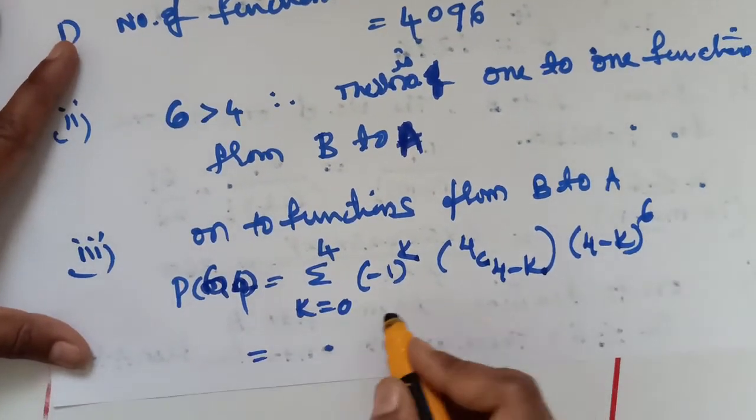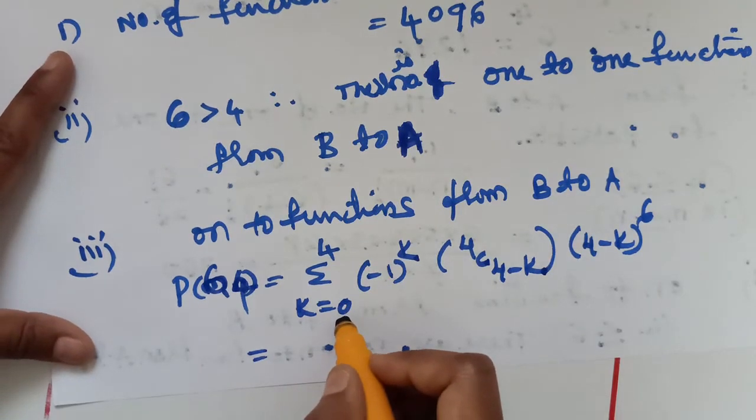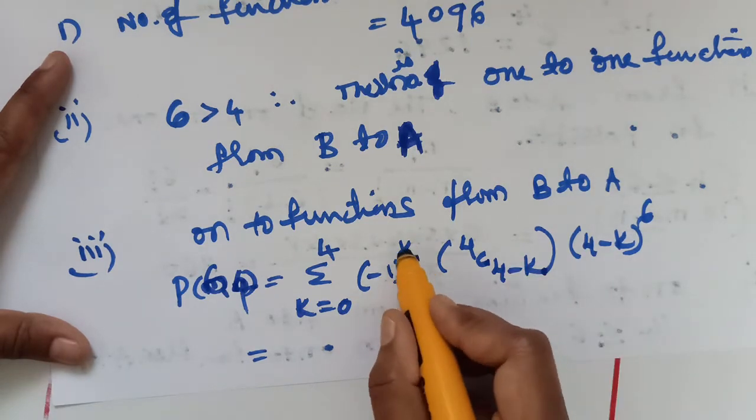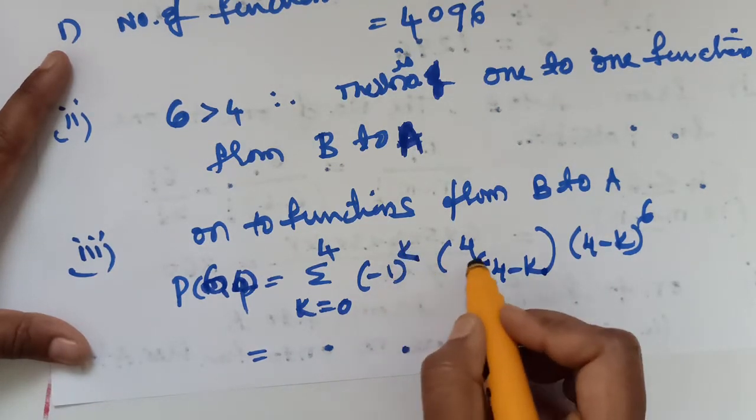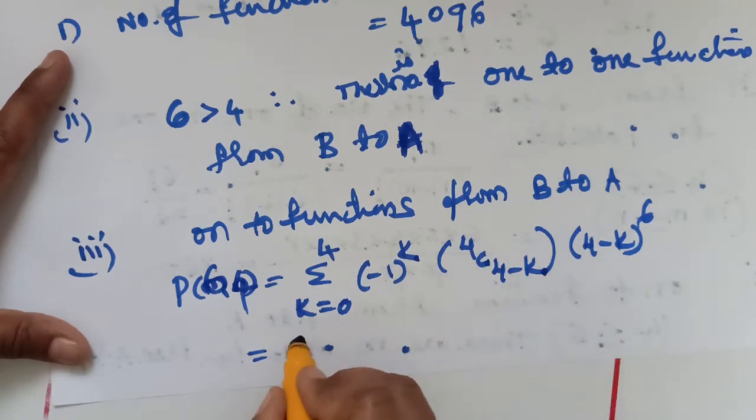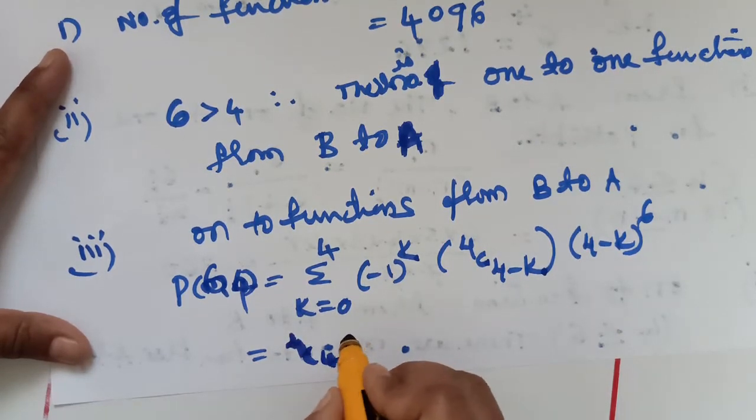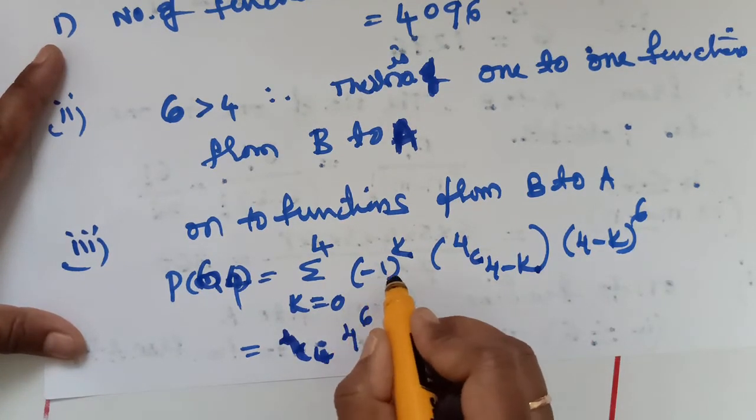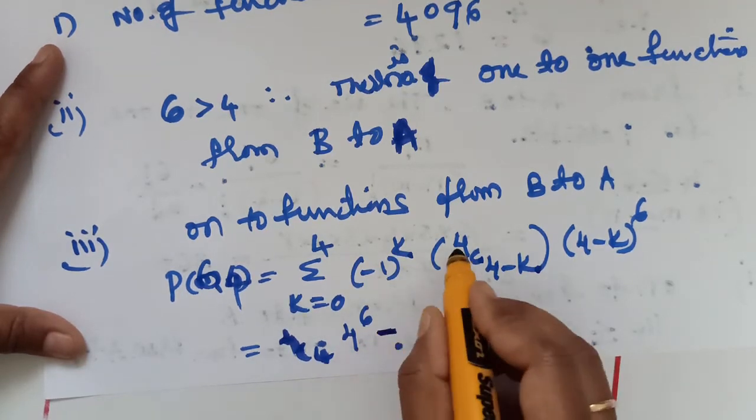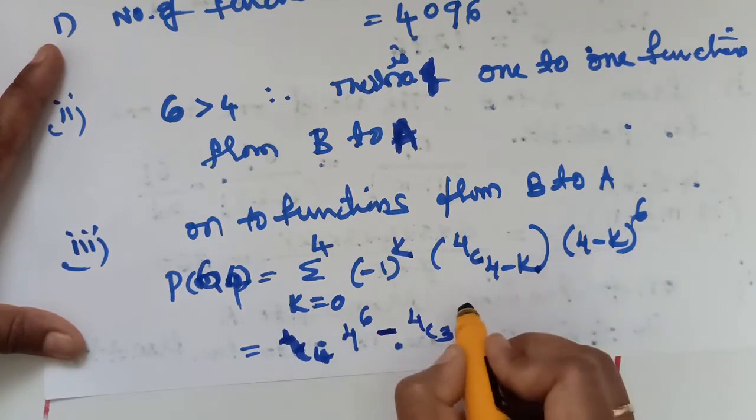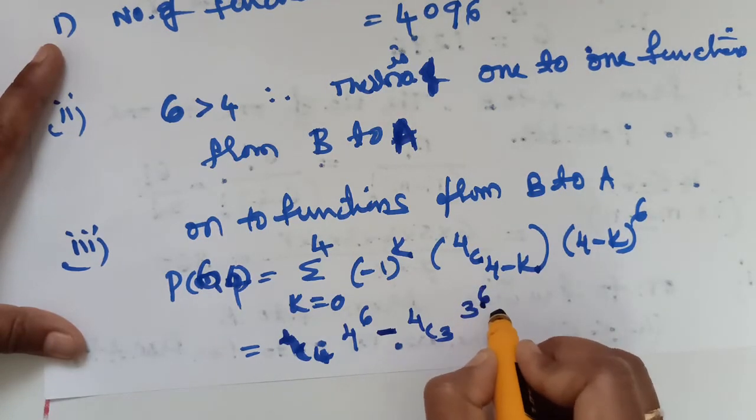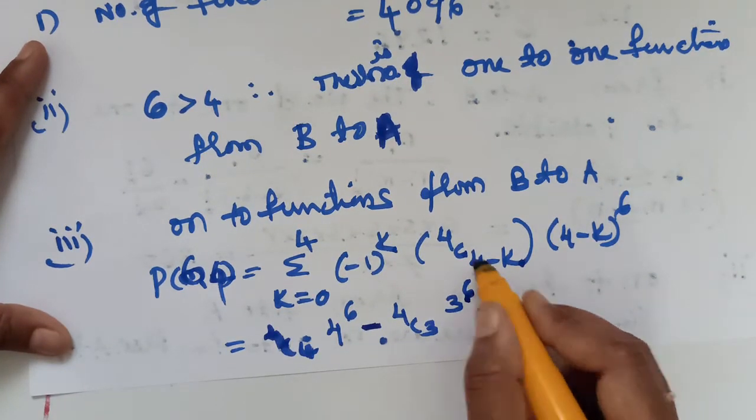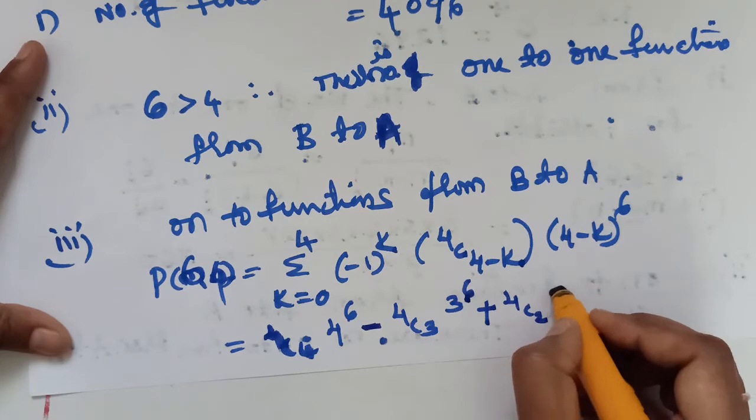So this is equal to, on simplification by substituting k equal to 0 to 4, you will get the first term as, if you substitute k equal to 0, something power 0 is 1, 4C(4-0), 4C4, into 4 power 6. Next, plus (-1) power 1 is minus 4C3 into 3 power 6, plus (-1) power 2 is 1, 4C2 and 2 power 6.